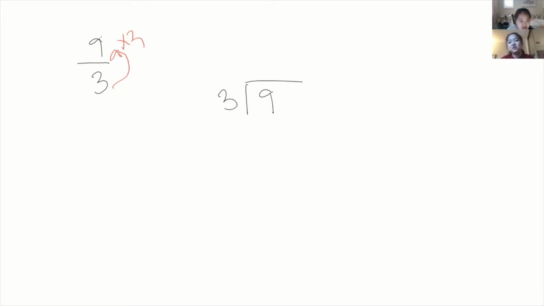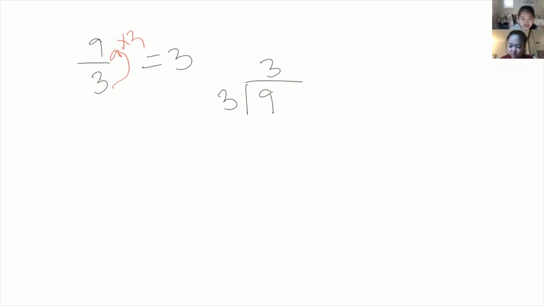All right, so the numerator goes inside the little rectangle, and then the 3 goes outside. So the numerator comes inside, the denominator goes outside, and you can divide 9 by 3 times, which means that this is actually 3. It's equivalent to 3.